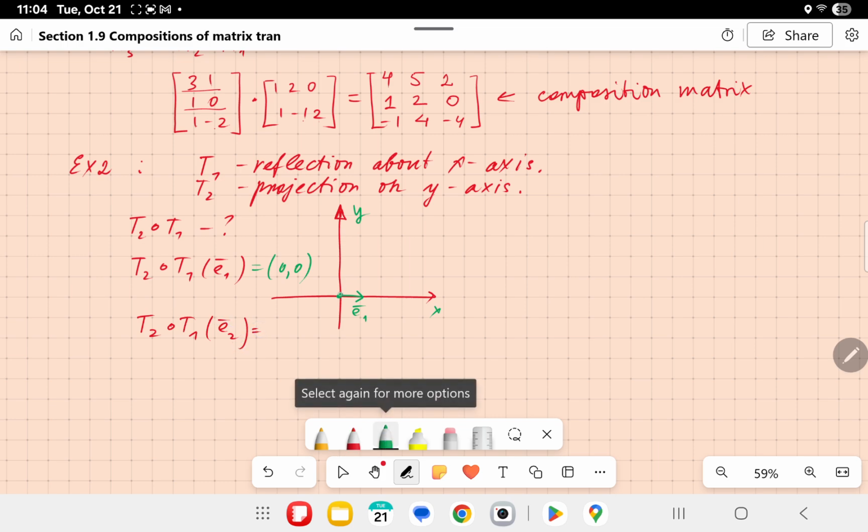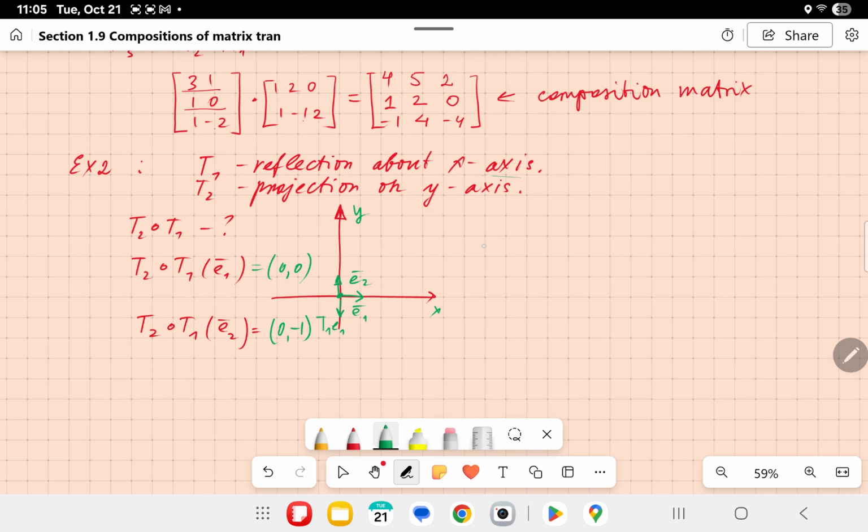Okay, E2 is going to be a vector along the y-axis. So what is reflection about the x-axis going to do? Well, reflection about the x-axis is going to do this one. That's a reflection about the x-axis. Now, what is going to be the projection onto the y-axis? Well, basically the projection onto the y-axis is going to be the vector itself, right? So what are the coordinates here? Well, the x coordinate is 0 and the y coordinate is -1.